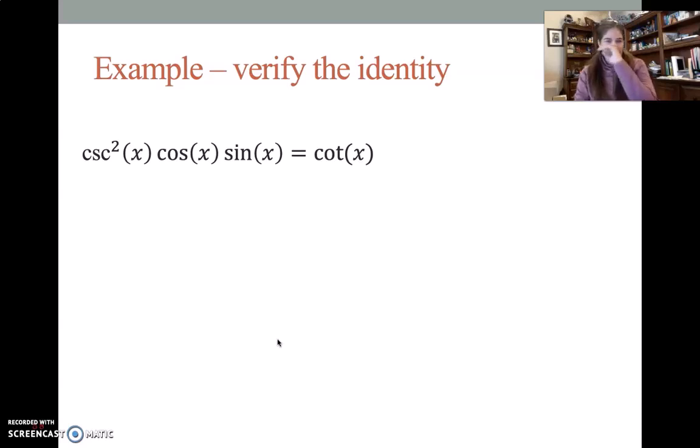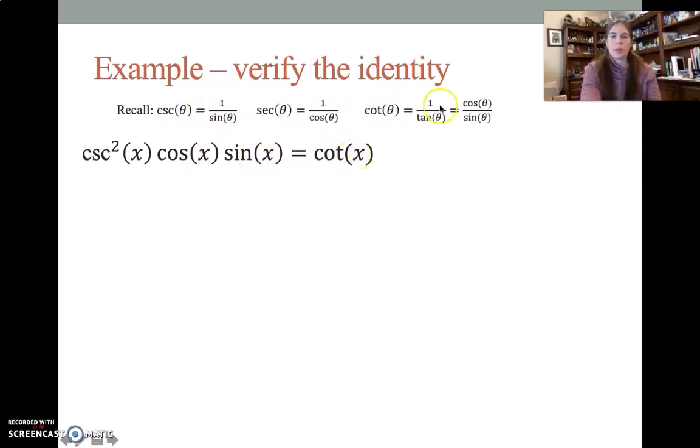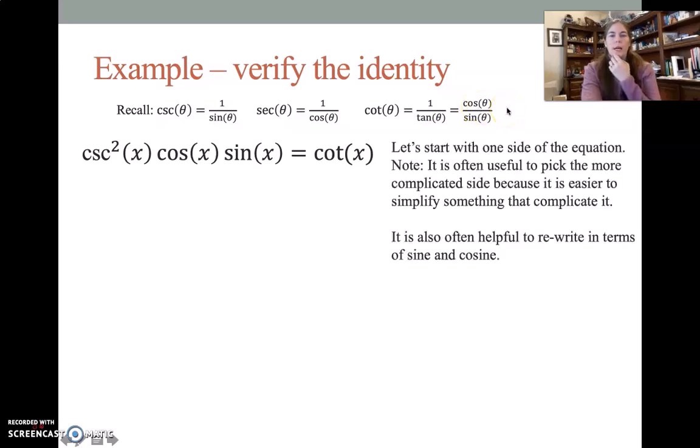So here's an example. This says the cosecant squared of x plus the cosine of x times the cosine of x times the sine of x equals the cotangent of x. So I'm just going to put this up here. Recall these things are true. And then I already said this here. It's often easier to pick the more complicated side. So I'm going to start with that side.